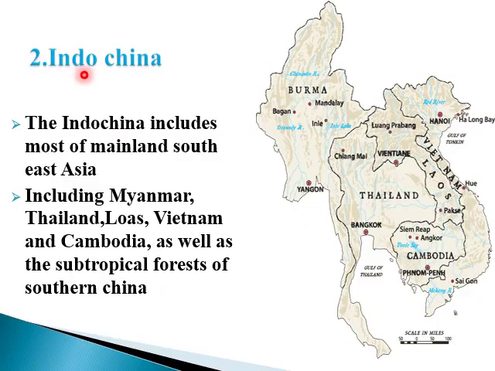Now we are going towards the second subregion, that is the Indochina subregion. The area of the Indochina subregion is Southeast Asia. The mainland of Southeast Asia is included in the Indochina subregion. Here you can see Myanmar, Thailand, Laos, Vietnam, and Cambodia. Other than these countries, the subtropical forests of southern China are also present in this Indochina subregion.